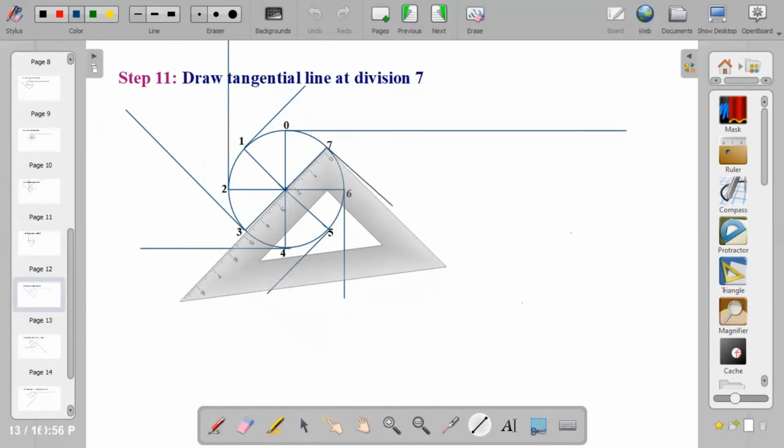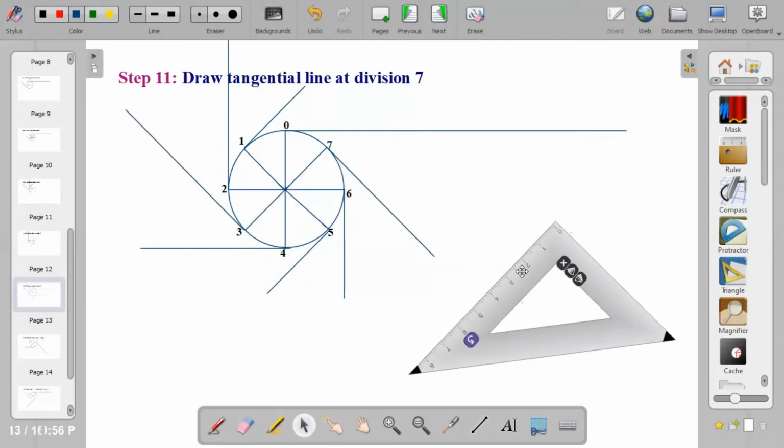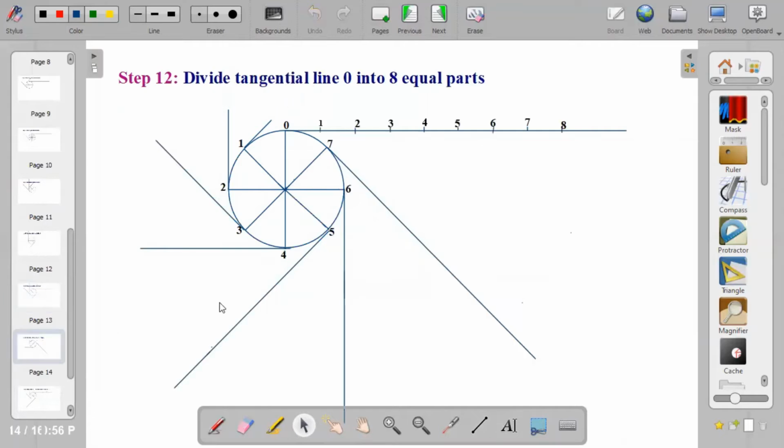From there, you project your line outward. Then for division 8 or point 0, we've already drawn that. That was where we started from. So I can now remove my set square. Then the next thing to do, bring out your ruler one more time.